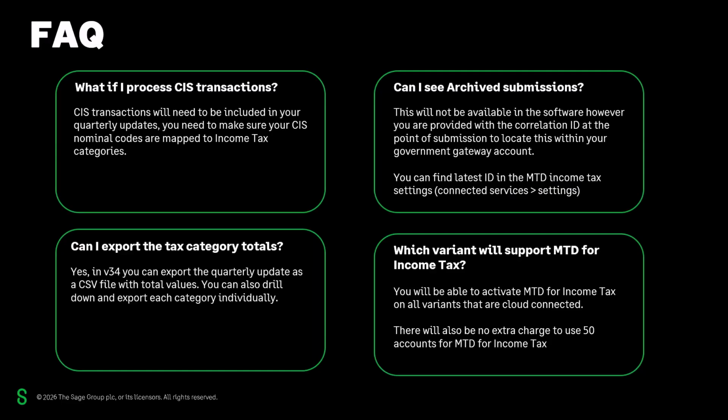Can I see archived submissions? So this will not be available in the software. However, you are provided with the correlation ID at the point of submission to locate this within your Government Gateway account. You can find the latest ID in the MTD income tax settings. So that was into connected services and then into the MTD settings.